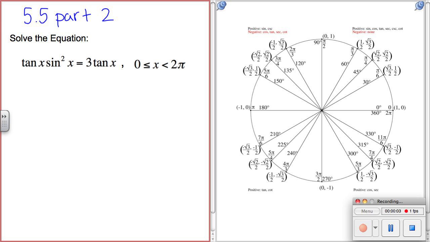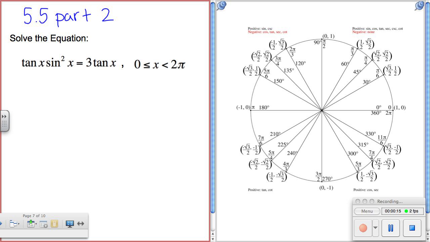Today we're talking about section 5.5. This is video part 2. We're just going to continue more examples of solving trig equations. Let's go ahead and look right now at our first example here.